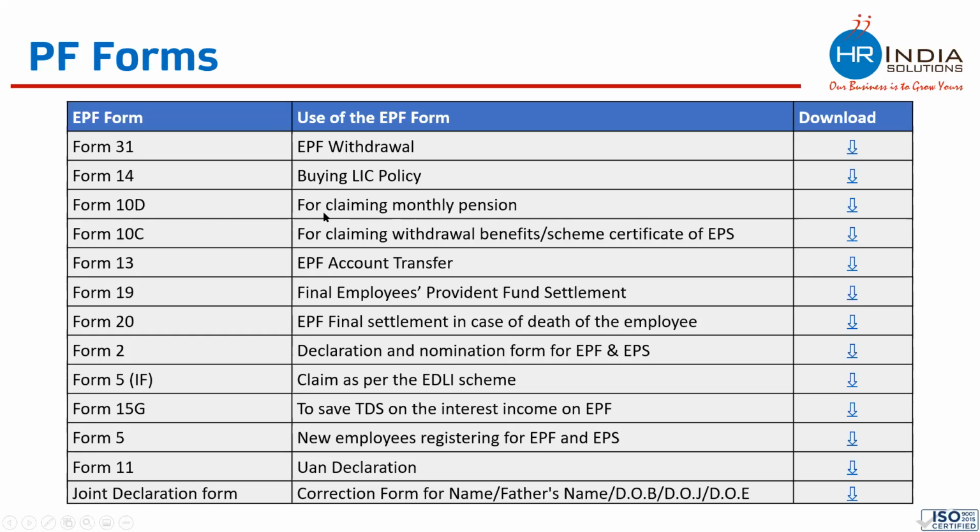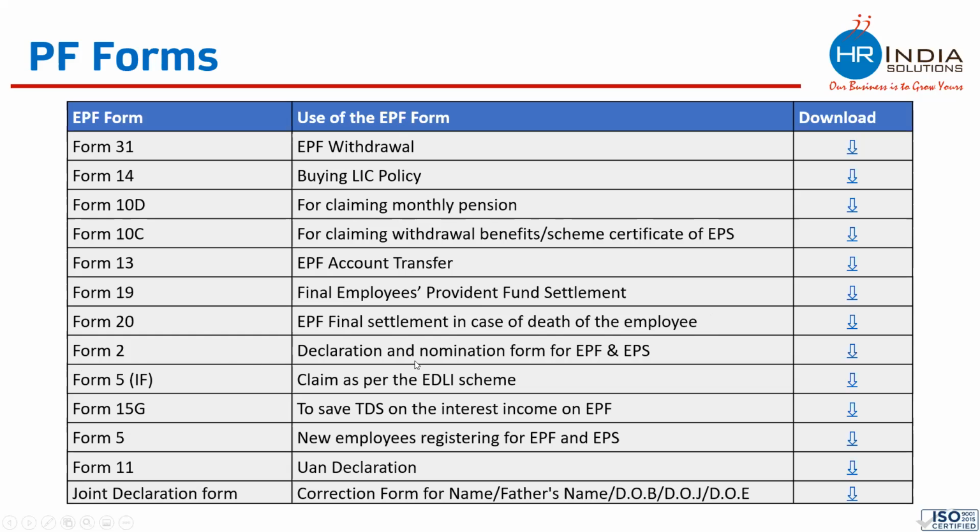Form 10D, if the employee has reached the age of 58 years and has served for 10 years or more, he can claim monthly pension by filling Form 10D. Form 10C, if he wants to withdraw the pension fund or apply for the pension scheme certificate. Then Form 13 for the EPF account transfer. This is not in use nowadays because account transfer is automated. Then Form 19, final employee provident fund settlement. If the employee leaves the company and wants to settle his PF fund, he needs to fill Form 19. Then Form 20 for EPF final settlement in case of death of an employee.